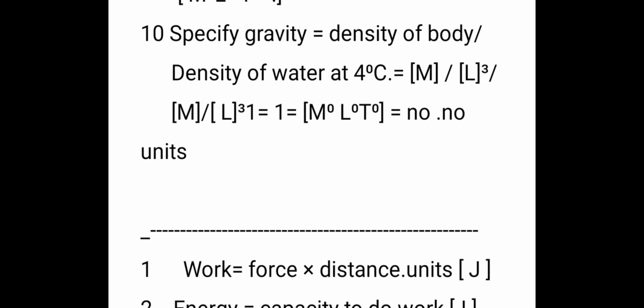Next one, the specific gravity. This is the most important bit. The specific gravity is equal to the density of the body by the density of water at 4 degrees centigrade. So M by L cubed divided by M by L cubed, which is 1. So the dimensional formula is M naught L naught T naught. There are no units. Specific gravity does not have any units, and they ask this as a question. Which one does not have units? The specific gravity does not have any units, so its formula is M naught L naught T naught.